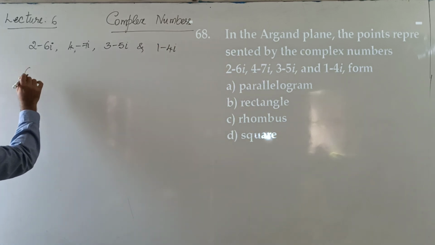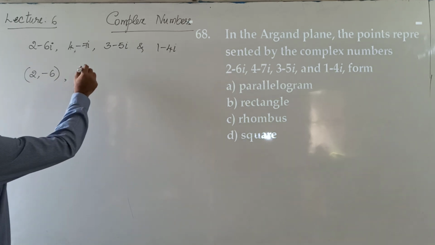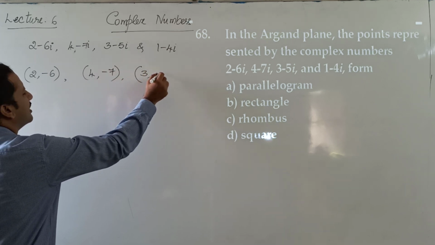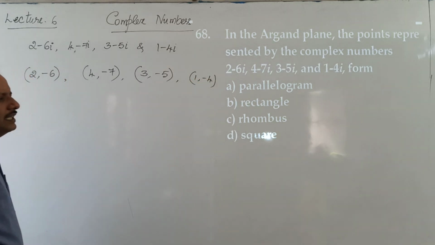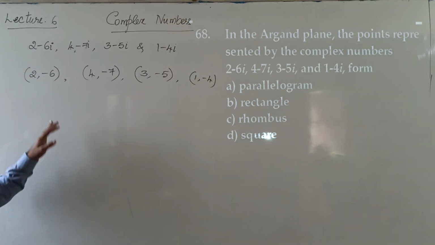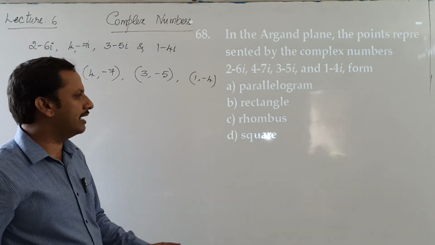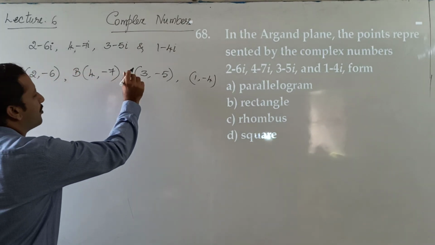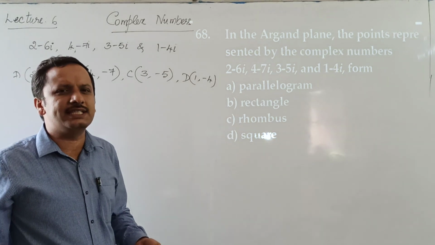2 minus 6i is represented by the point (2, minus 6), and 4 minus 7i is represented by the point (4, minus 7). Similarly, (3, minus 5) and (1, minus 4). So now what they are actually asking is, these 4 points, what do they form? Do they form a parallelogram, rectangle, rhombus, or square? So I will name these 4 points as A, B, C, and D. Then to check what they form, I will go for the distance formula.